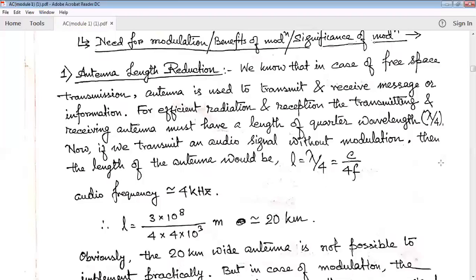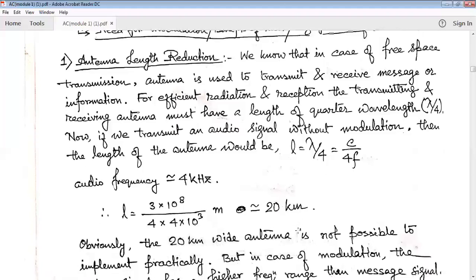Suppose my audio frequency is a maximum of 4 kilohertz. So a signal of 4 kilohertz, I need to transmit over long distance communication. What is the length of this antenna? L equals lambda by 4, that is C by 4f. C is 3 times 10 to the power 8 meters per second, and f is 4 kHz, so 4 times 10 cubed. So it becomes almost 20 kilometers. You can easily imagine that an antenna with a length of 20 kilometers is not possible to install practically.